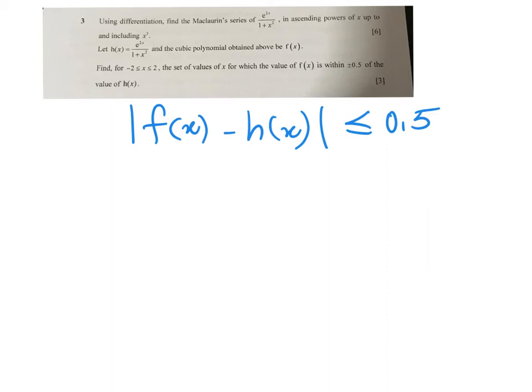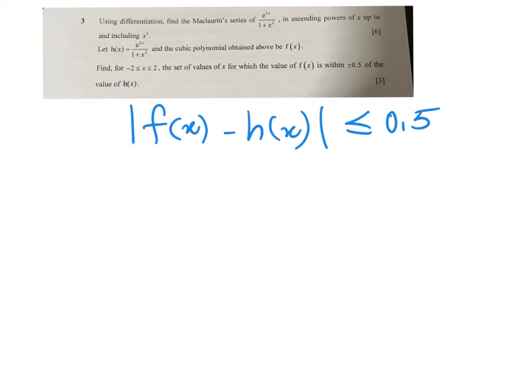So find, for x between -2 and 2 inclusive, the set of values of x for which f(x) is within plus minus 0.5 of the values of h(x). Now what exactly do they mean by this statement over here? You are expected to be able to interpret this statement and write something like this. Since f(x) is within plus minus 0.5 of the value of h(x), the difference between f(x) and h(x) is less than or equal to 0.5 inclusive.